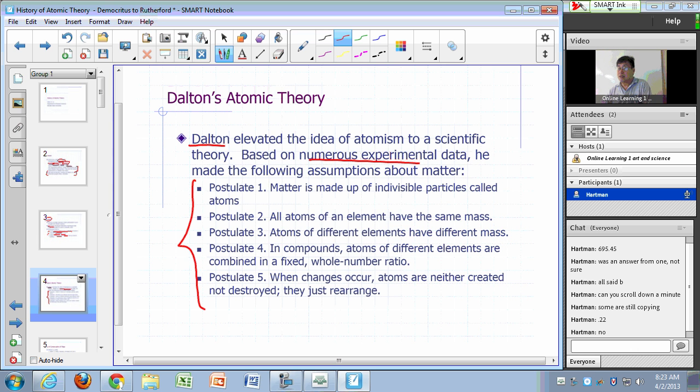And so let's take a look at these postulates that Dalton made. First of all, he said that matter is made up of indivisible particles called atoms. So that was the major assumption. So that's why it's called the atomic theory.